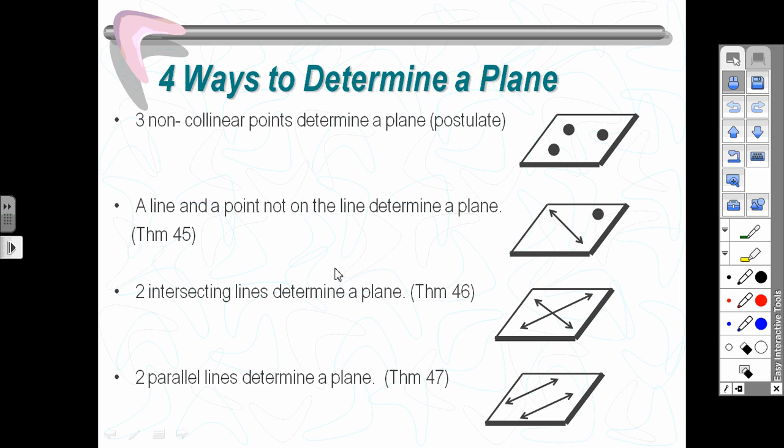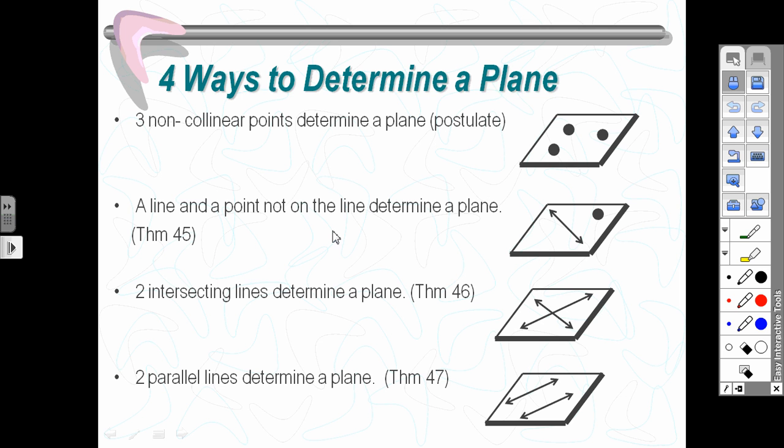There are 4 different ways to determine a plane. One of them is a postulate, and the other 3 are theorems based off of that postulate. The first postulate that we need to talk about, which is really what we're going to come down to in every single situation, is that 3 non-collinear points determine a plane. So you can see over here I have 3 non-collinear points, and they make this plane over here.